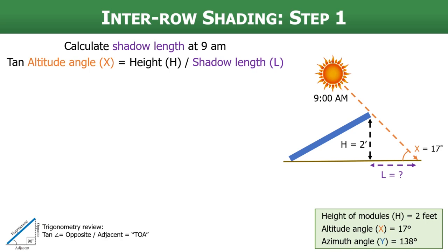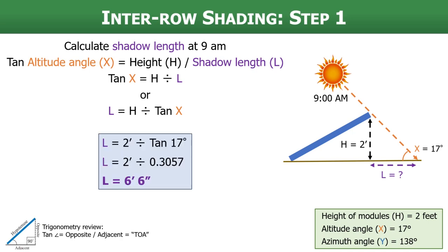Let's go back to trigonometry. Quick review, tangent of an angle is equal to the opposite portion of the triangle over the adjacent leg of the triangle. So tangent equals opposite over adjacent. In our diagram here, tangent of x equals height over L, but we need to solve for L, so that becomes L equals height divided by tangent of x. And now we just plug in our numbers.